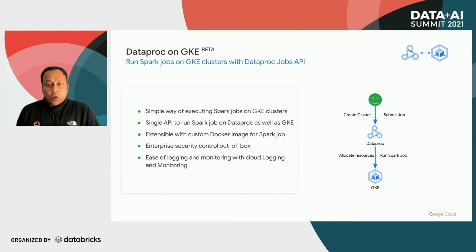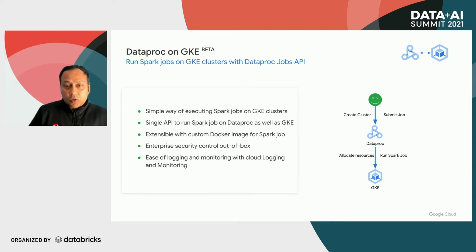Now, on the core topic of how you can run Spark on Kubernetes on GCP, there are a few options, and we are going to discuss them. However, Dataproc on GKE is probably the easiest way for GCP customers to get started. Currently, it's in beta. It provides a simple API to run Spark jobs on GKE, which is the same API that can be used to run jobs on Dataproc itself.